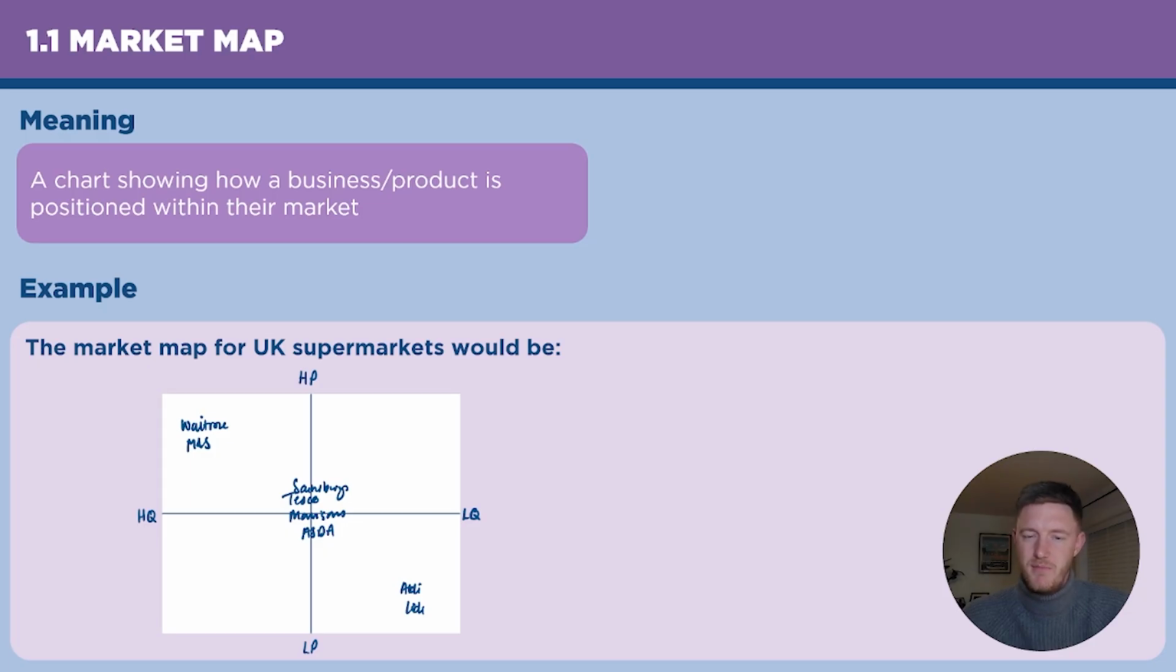And then the others are kind of in the middle of the market, right? Sainsbury's, Tesco, Morrison's and Asda, they're not high quality, they're not low quality, they're not high price, they're not low price. So the idea is you get your marks from labeling your axes, labeling your spectrums, and then putting businesses on there.